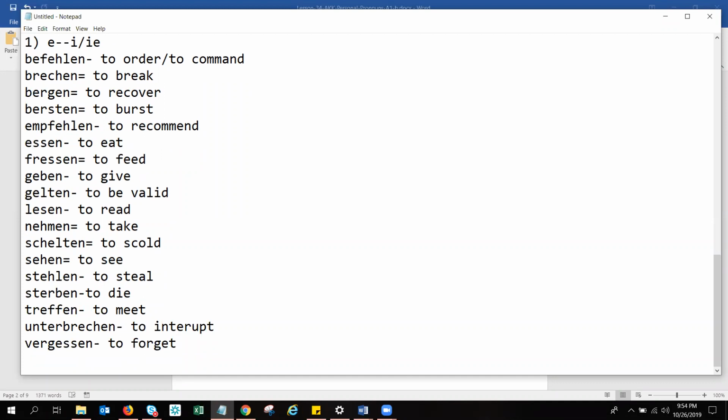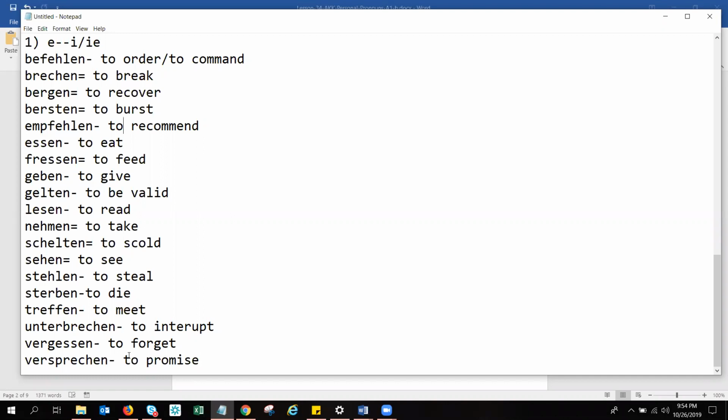Then we have versprechen. Versprechen is the most commonly used verb that means to promise. I promise. He promises. She promises. We promise. So, wir versprechen. Ich verspreche.